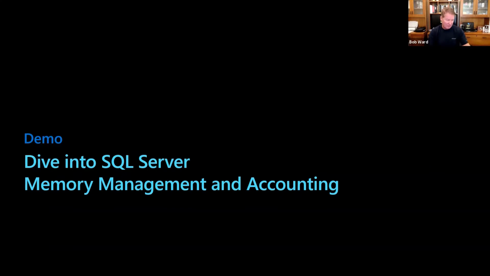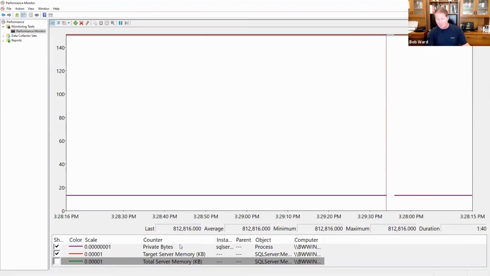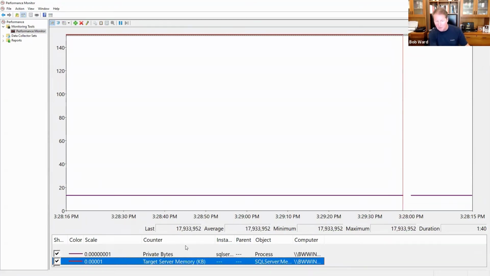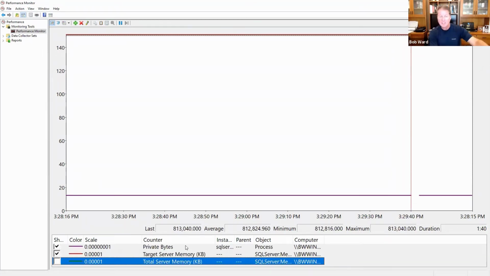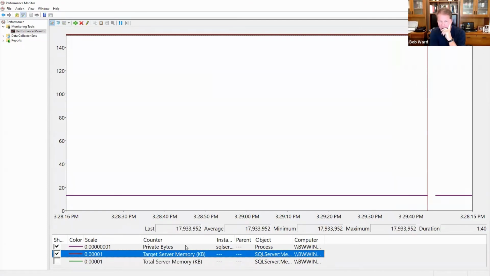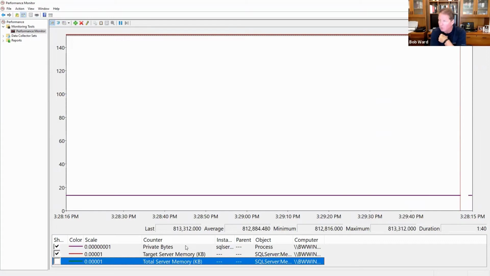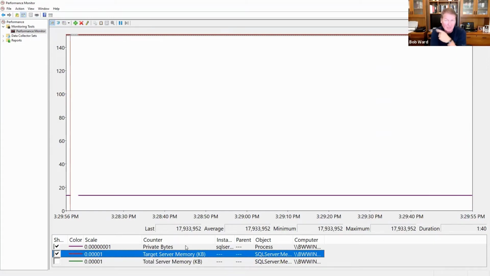This is going to be our Perfmon. Okay, and notice here, I've got private bytes, I've got total bytes, and target memory all lined up here. And you can see here, I just started SQL Server. So in this case, about 800 meg. I've got target at 17 gig way up here, and private bytes about 1.3 gig. So think about this again. Total, I just started up SQL Server, 800 meg. Target, 17 gig. That's because max server memory is set to 0 in this case.